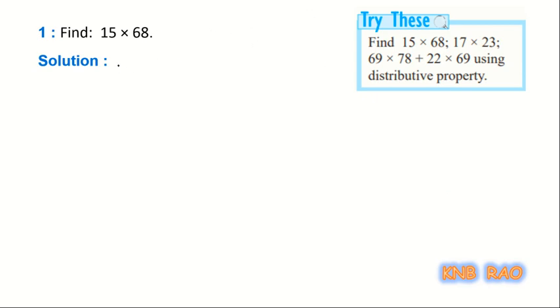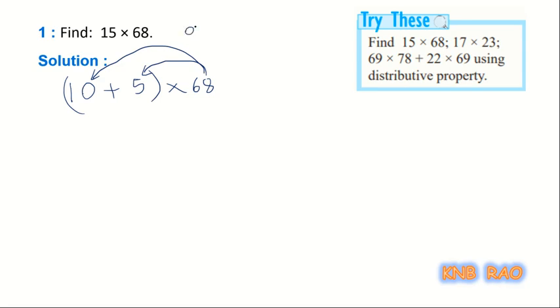Here, you can do this in two ways. In one way, write 15 as 10 plus 5 and multiply it by 68, where 68 is multiplying from the right side. So, as I mentioned in the previous session, it is called the right distributive property.